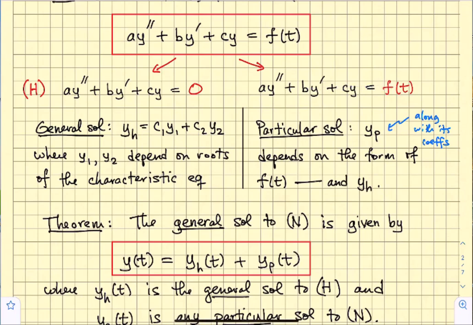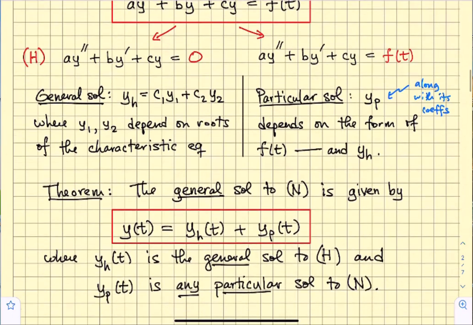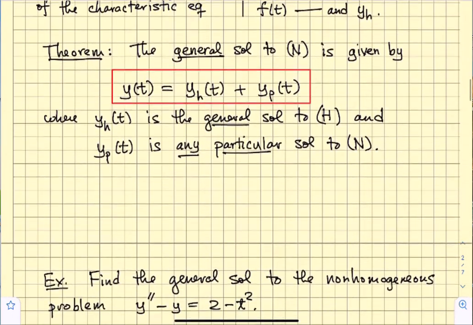And we know that the form of yp depends on the form of f, but it also depends on yh, because it depends whether we have replication with yh or not. So this is a process we've done in 4.2 and 4.3. This is a process that we've done in 4.4 and will continue to do in this section. And so now the big theorem that we have is the following.